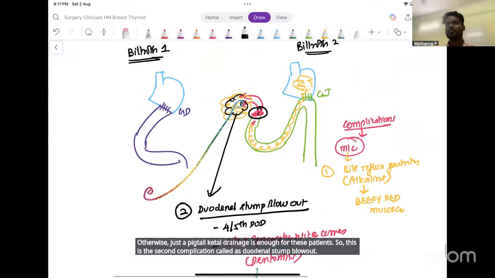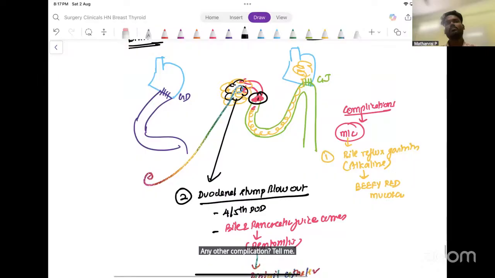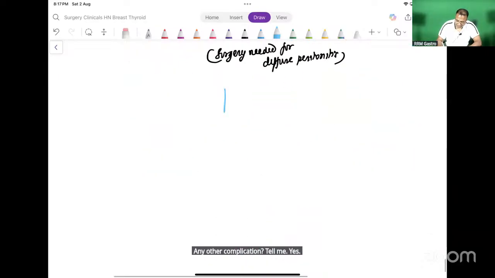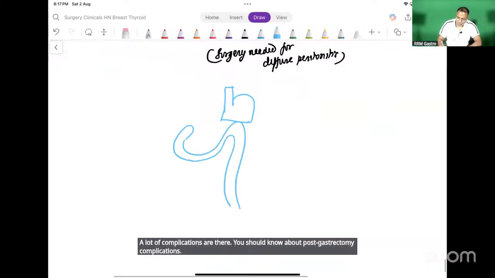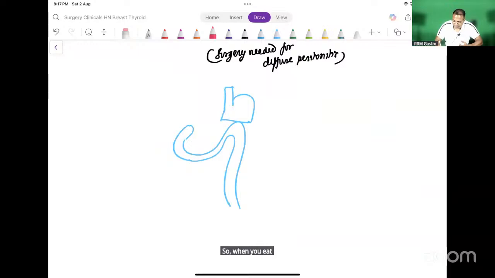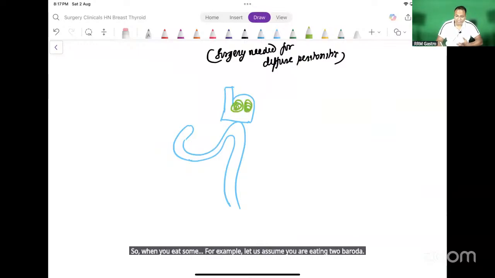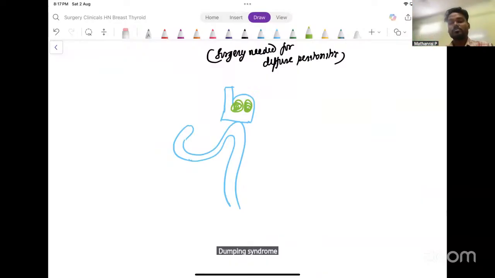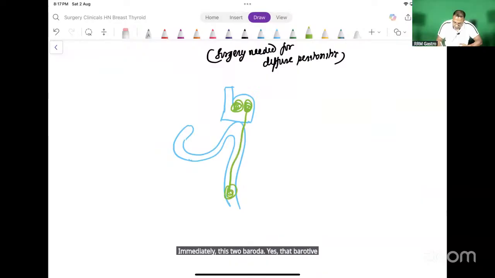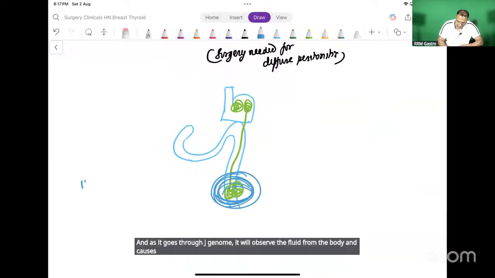Any other complication? Tell me. Yes, what are other complications? A lot of complications are there. You should know about post-gastrectomy complications. So when you eat, for example, let us assume you are eating 2 parotas, immediately that parota will go to the jejunum. And as it goes to the jejunum, it will absorb the fluid from the body and cause immediate hypovolemia.